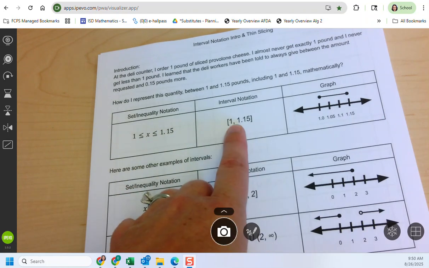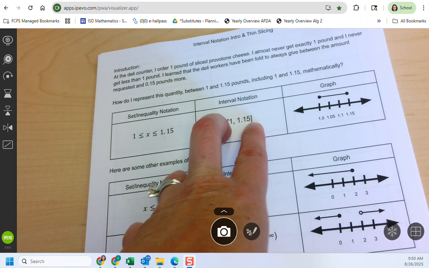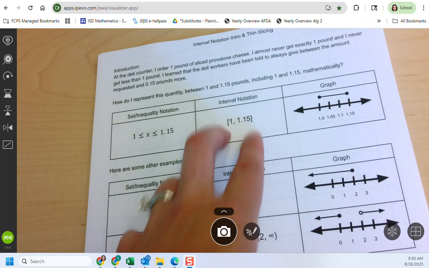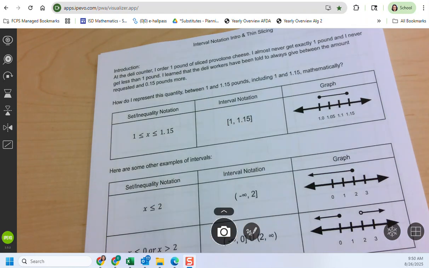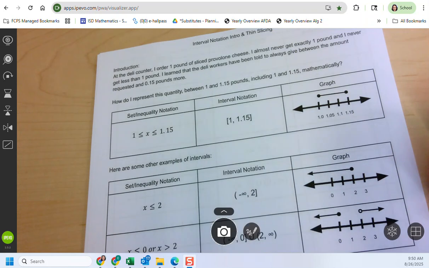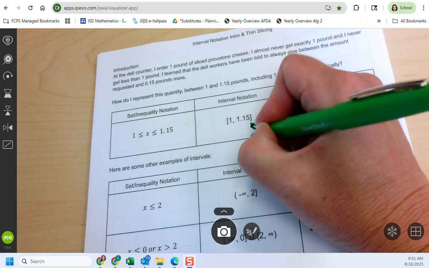This interval notation is the same exact thing. It means that X is between 1 and 1.15. And what do the square brackets mean? Anybody have a guess? Yes. That could also be 1 or 1.15. Right. So they can include those numbers. Notice down here, we don't ever include infinity because you can't get to infinity. And then this one, for example, doesn't include 2. So this means including the endpoint.